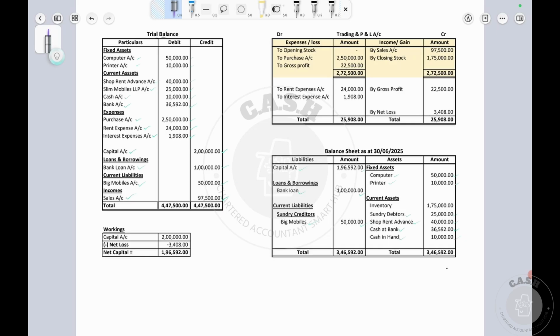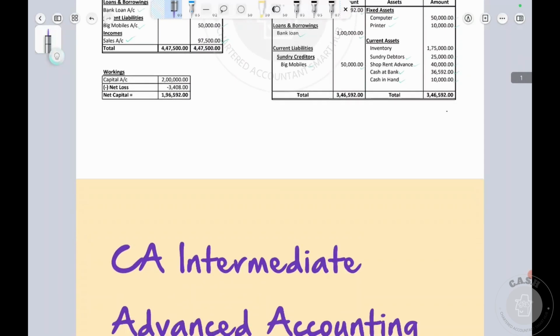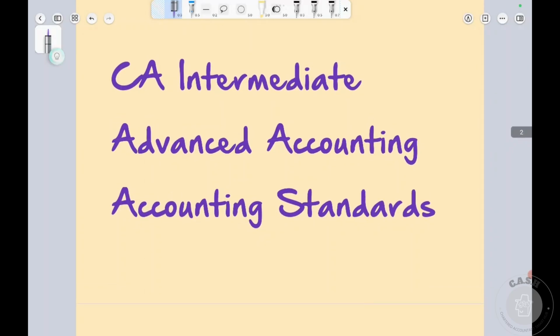So friends, with this video, we have completed the balance sheet chapter successfully. In the next video, we are going to start CA Intermediate Advanced Accounting, that is full accounting standards. I will try to cover it in both English and Kannada. If you want concept clarity and easy language, then don't miss the upcoming videos.